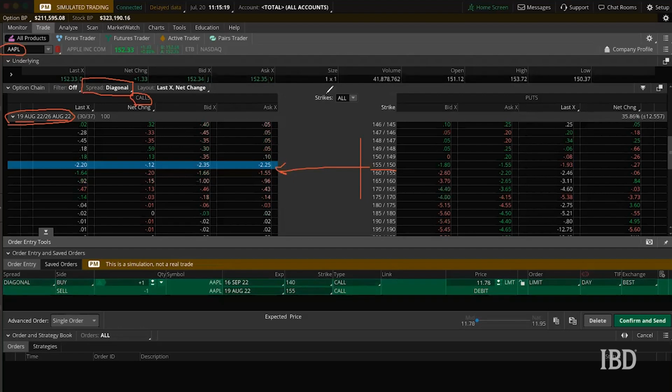And just to completely recap this trade, it's the diagonal. We are looking to buy one call option with a 140 strike that expires September 16th. We are looking to sell one call option with a 155 strike that expires August 19th.